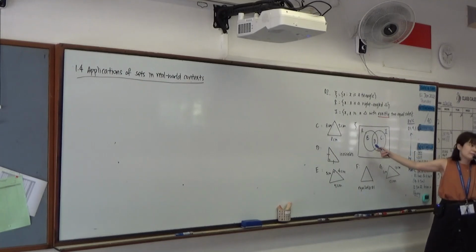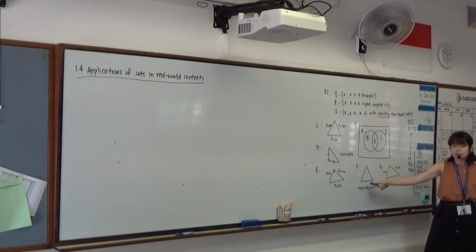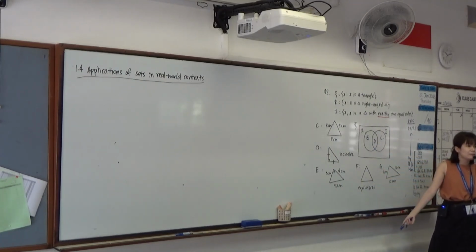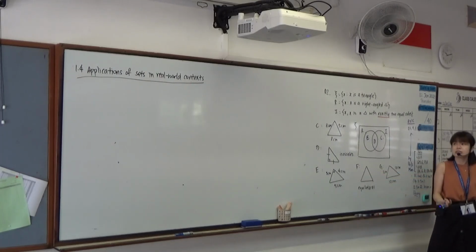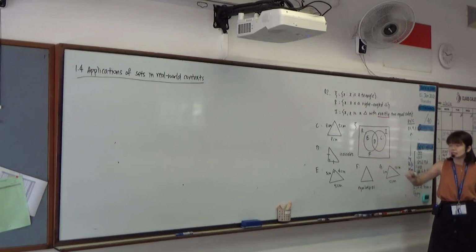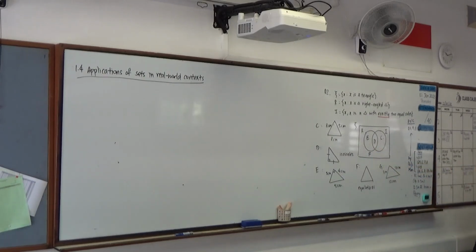Okay, neither would it be right angle triangle, because equilateral triangles, can it ever be right angle? No, right? Because all the angles must be 60 degrees. So therefore, F is placed outside of the circles. Okay? And finally, we have the triangle G. Okay? 7, 10, and 12.